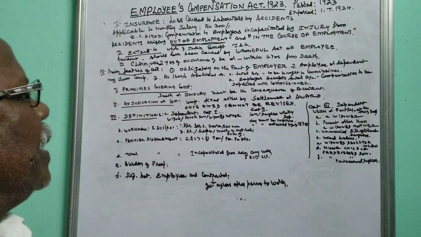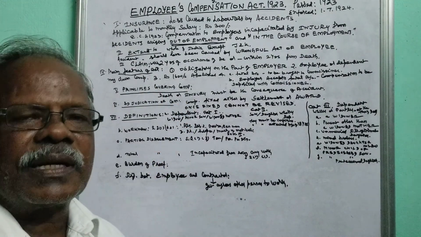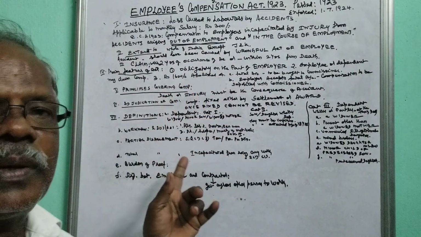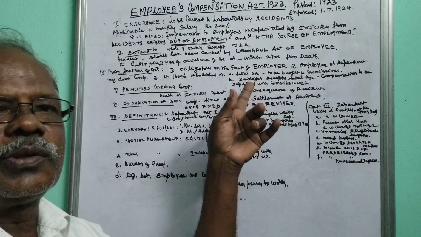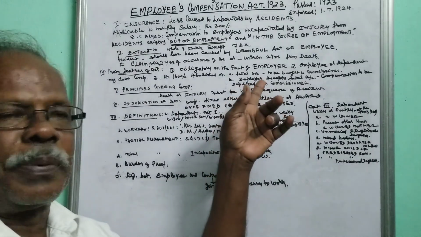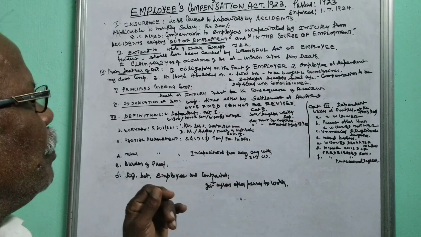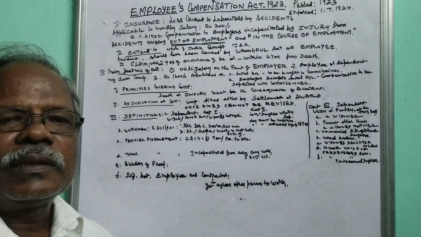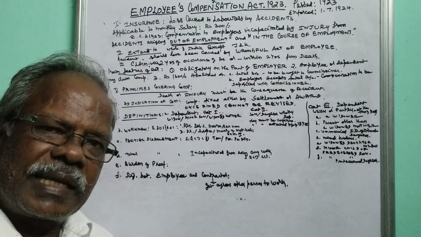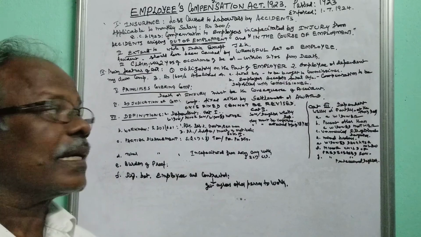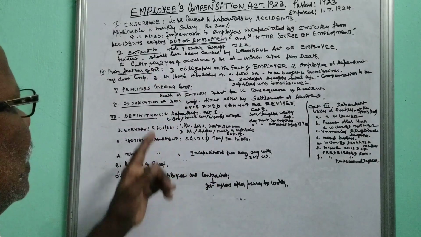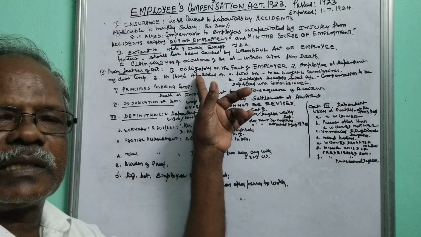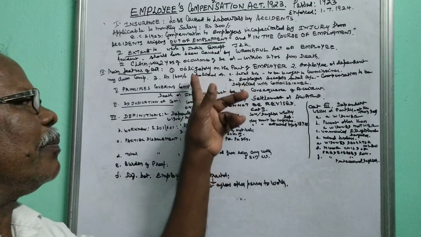Then we'll see the main features of the act. What are the important features or nature of the act? One is, it is obligatory on the part of the employer to compensate the employee. Second, the employee or dependent may claim compensation. So the important thing is, either the employee or the dependent can claim the compensation. And another thing, rupees 1600 was fixed and is now abolished.